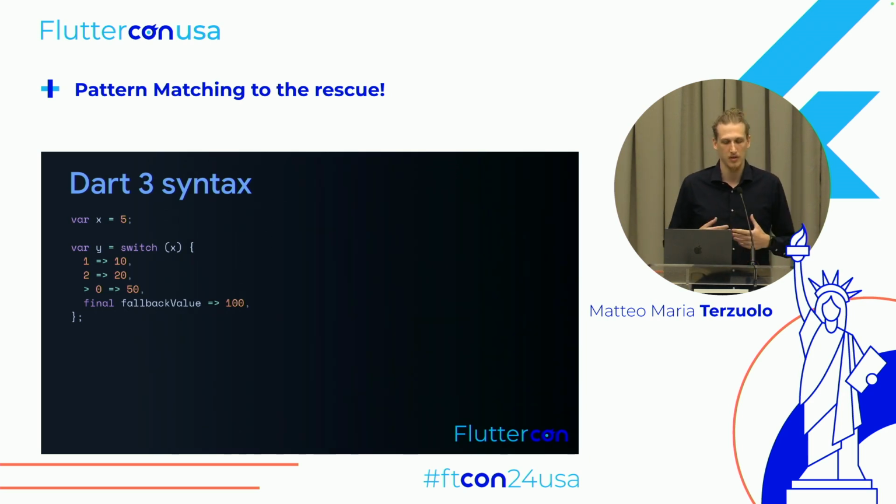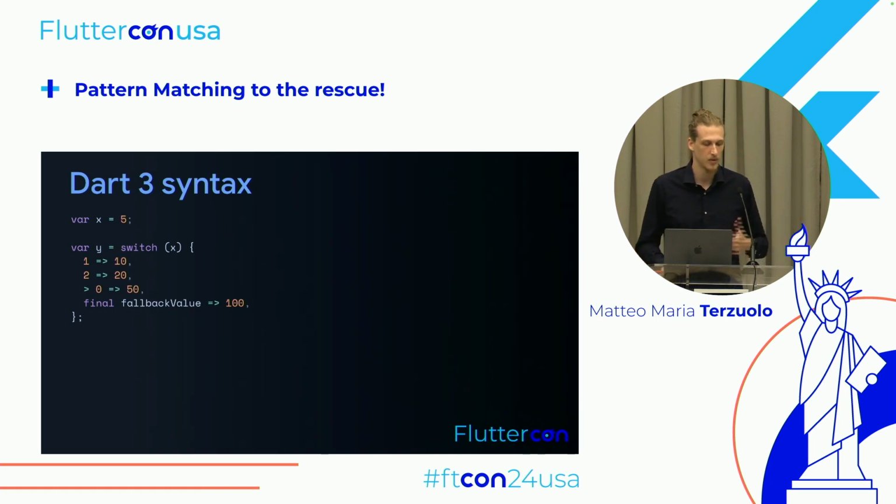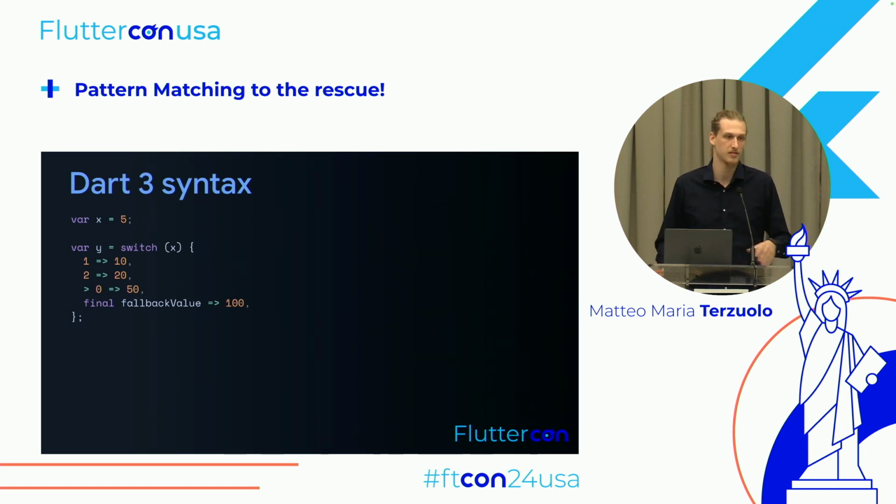y is going to have the value 10 if x is 1. And 20 if x is 2, and so on, okay? So every branch is going to return that value, and it gets assigned to y. We can also use a wildcard there.